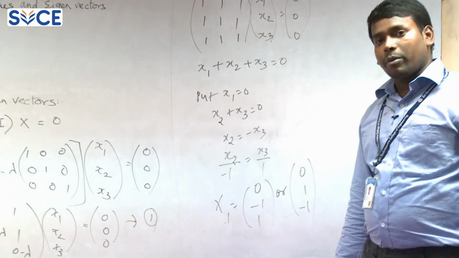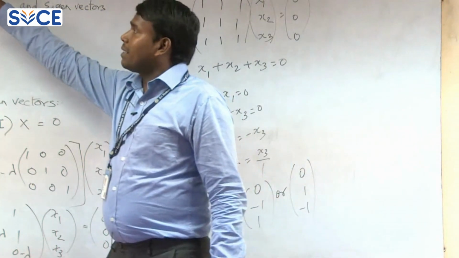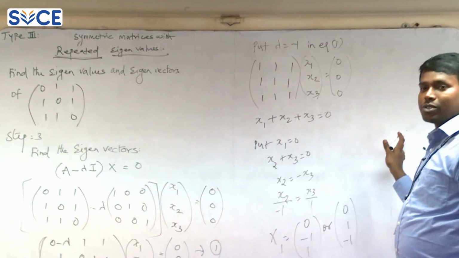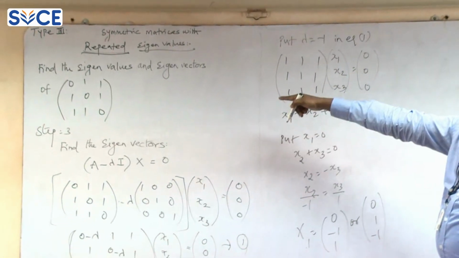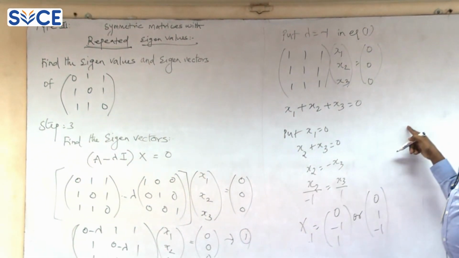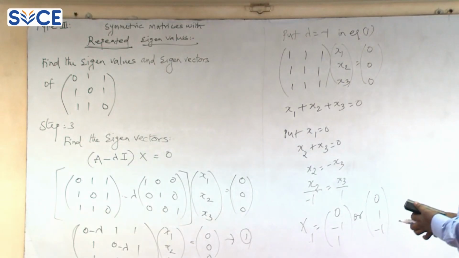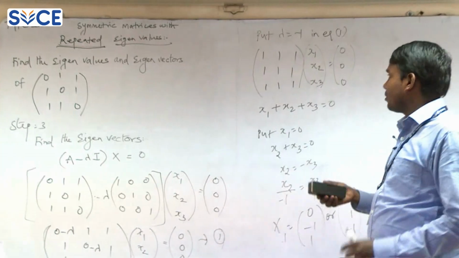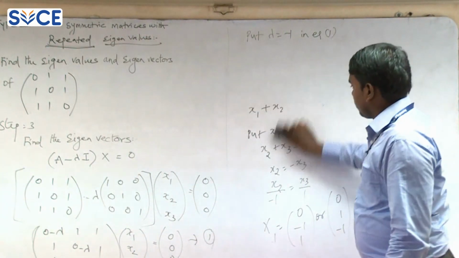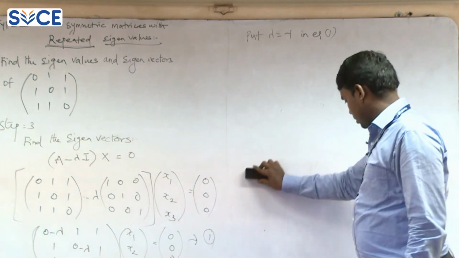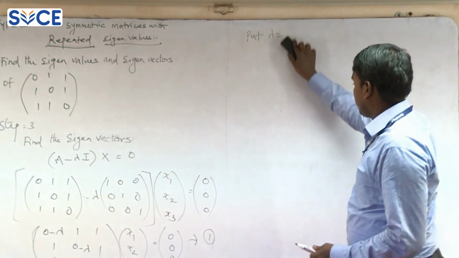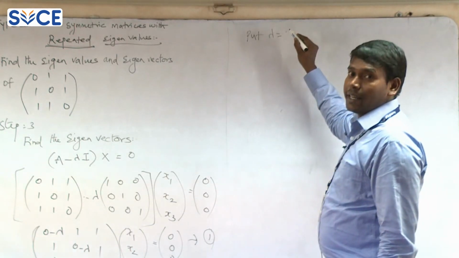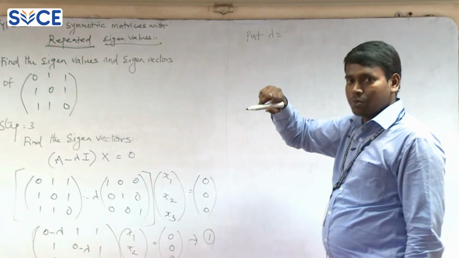Now the second eigenvector. The second eigenvalue is lambda equal to minus 1. Suppose the given matrix is non-symmetric. For a non-symmetric matrix the procedure is to put x2 equal to 0, but the matrix given here is symmetric, so we are not supposed to put x2 equal to 0. Now we are going to find the second eigenvector.